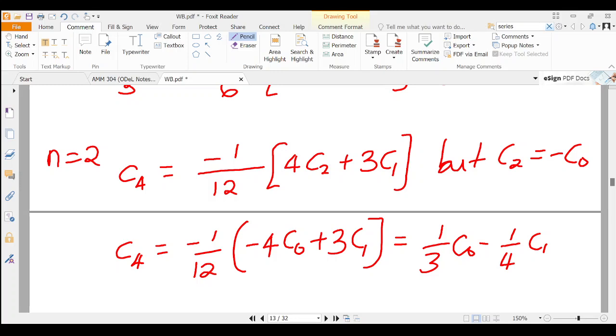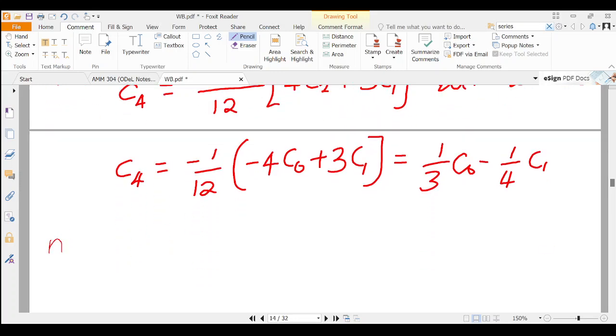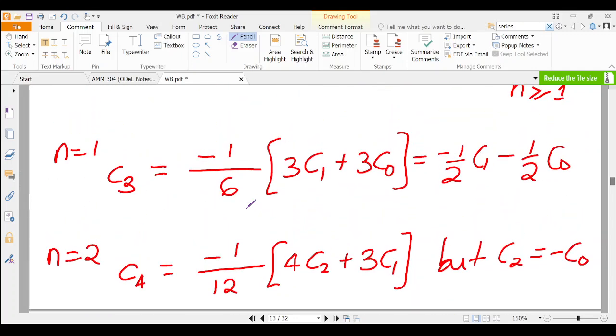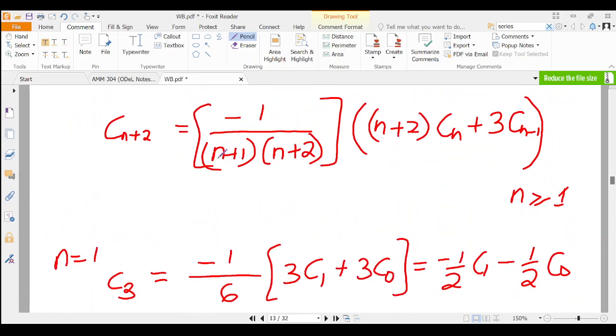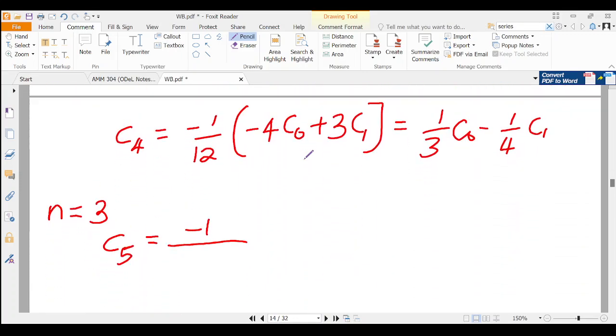Now, if we consider the case n is equal to 3, then Cn plus 2 will give us C5, which will be equal to minus 1. The denominator here will be, if you look at our expression, n plus 1, this is 3 plus 1 is 4, 3 plus 2 is 5. So this is 4 times 5, which is 20. So the denominator becomes 20.